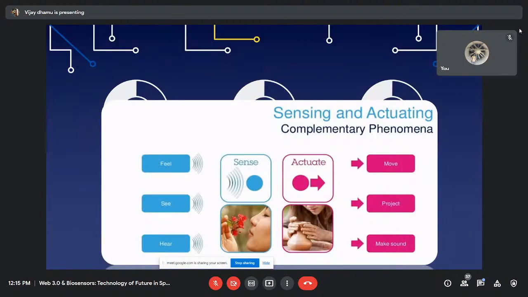So yeah, this is what I told about sensing and actuating. It's a complementary phenomenon where feel, the feel of touch, hear, and vision, they are all senses. We get those senses, we process them, and then based on the senses we react. So reaction here is actuate, move, project, or make sound. All these are complementary phenomena, meaning they are both two sides of the same coin. It is interconnected.